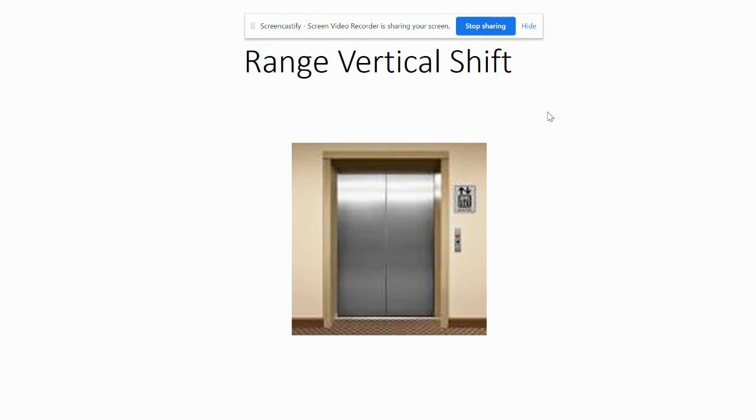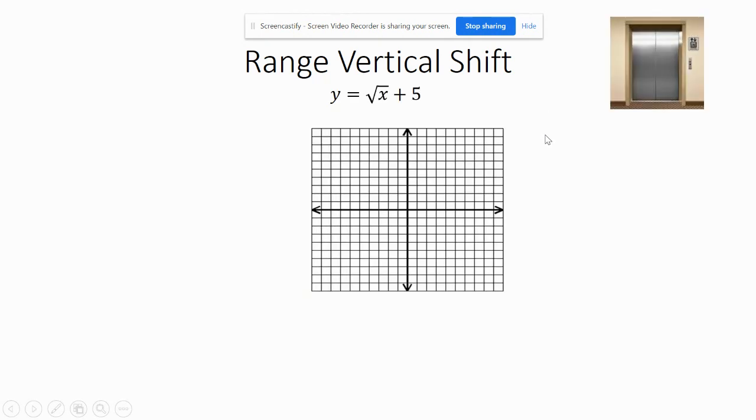Range with the vertical shift. You see an elevator here because it's a vertical shift. You notice the plus 5 is on the outside of the function. It means it's a vertical shift. So your graph would simply shift up 5.